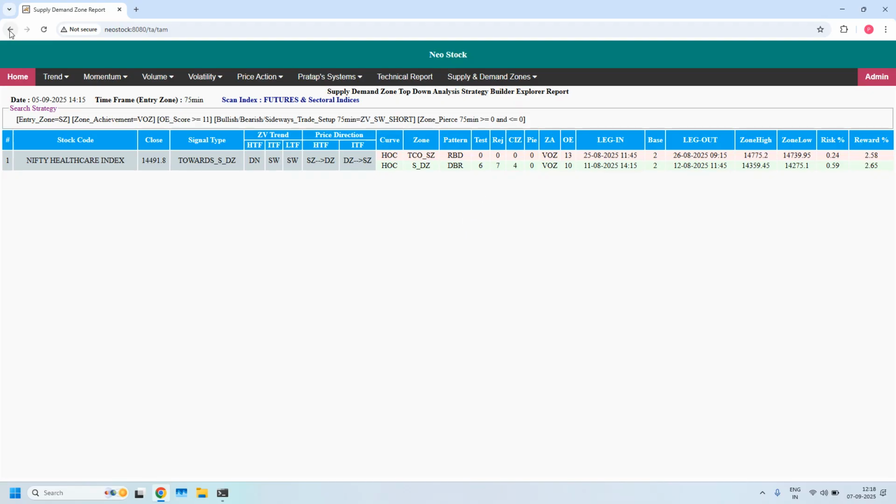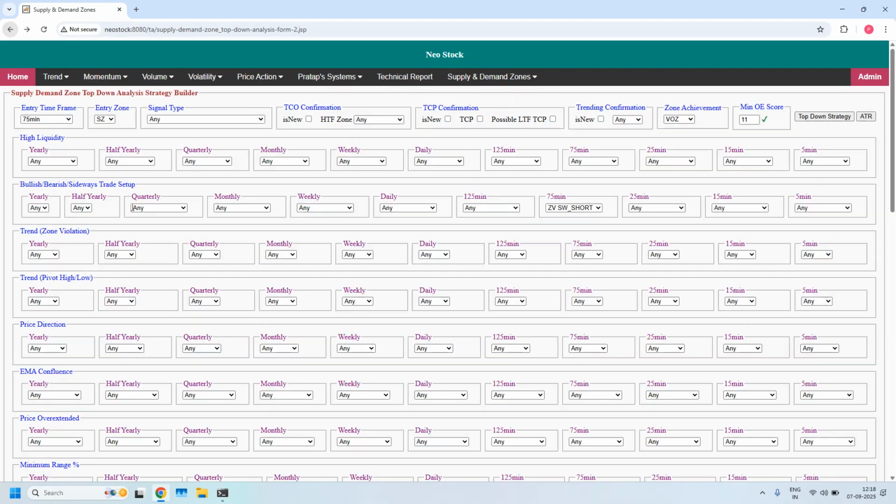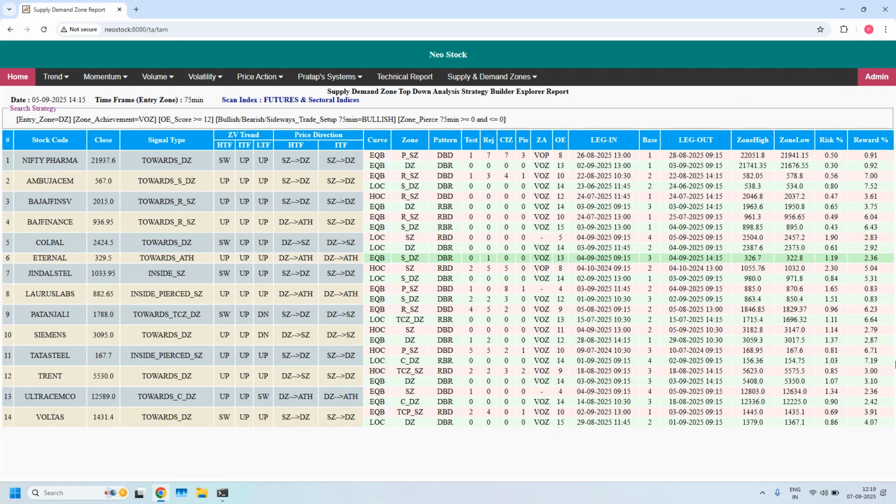Okay, next I will generate bullish trade setup for weekly income trade. Entry time frame zone is 75 minutes demand zone. Here bullish, and minimum odd enhancer score is 12 for bullish or bearish. Let's filter. We got 14 stocks supporting bullish trade setup for weekly income trade, and entry time frame zones are 75 minutes demand zones. So total we got 14 stocks.